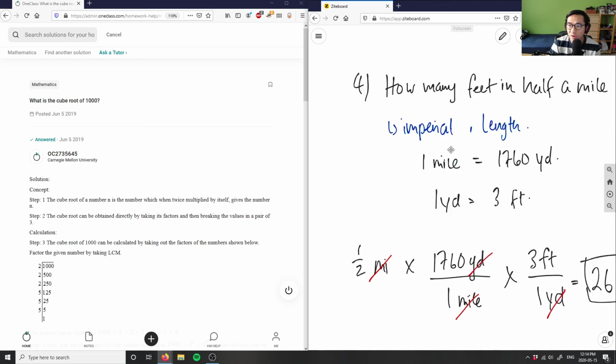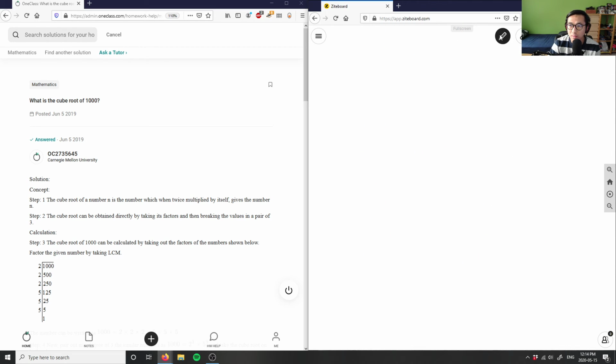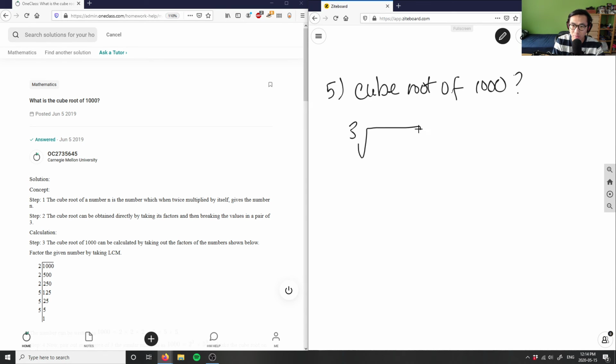Next, number 5 is asking us, what is the cube root of 1,000? So I want the cube root of 1,000. So when we talk about the cube root here, I'm taking this cubed. This is a cube root. So I have a little 3 here on the radical, and this is of 1,000 here.